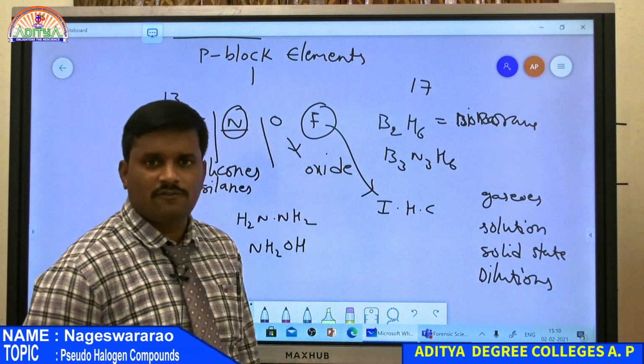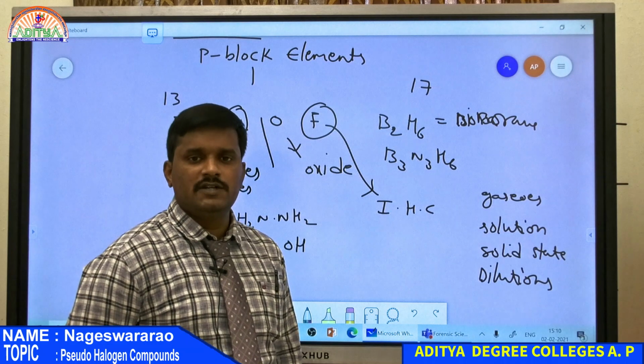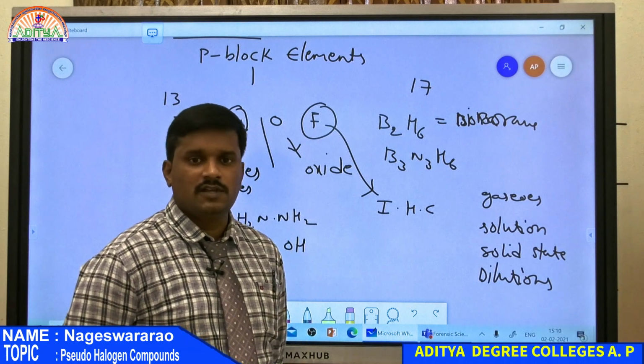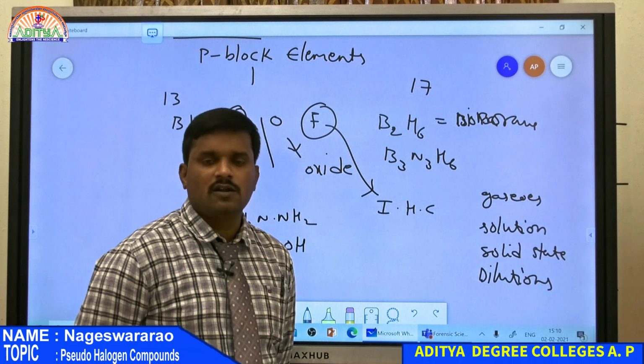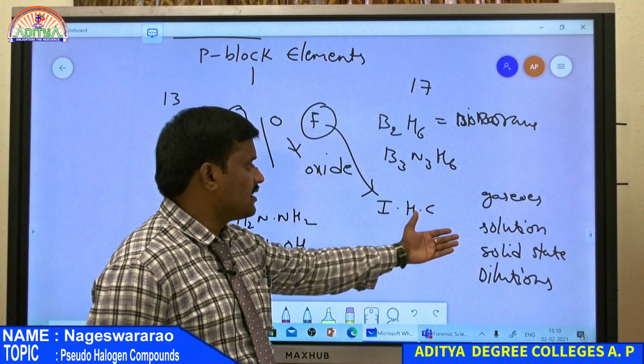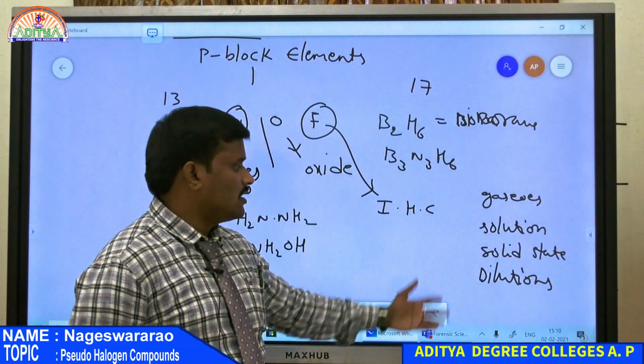So in total you have 5 units: 2 units from inorganic chemistry and 3 units from physical chemistry. We completed 1 unit from inorganic chemistry. Now tomorrow onwards we discuss physical chemistry. The first chapter in physical chemistry is solid state. So tomorrow I will discuss solid state.